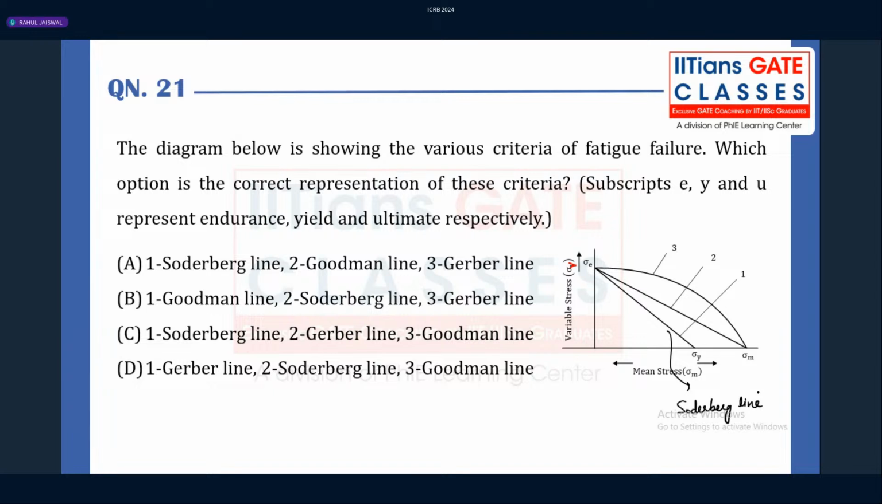Now, my dear friend, what about the second, which is connecting the line from the endurance strength to the ultimate strength? Now here, if you see the second line, which is this one, guys, this is nothing but the Goodman line. What about the third one? It is for the Gerber line.